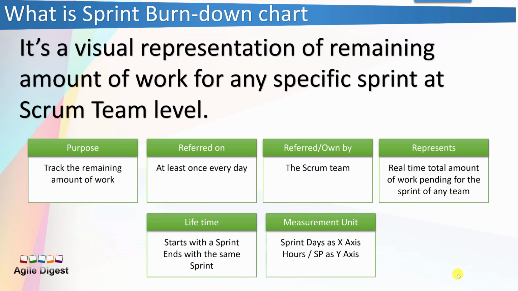Measurement units: it has two axes, the x-axis and the y-axis. The x-axis is the number of days of that sprint. We'll look into that in much more detail. And the y-axis is your amount of work. Horizontally, at the bottom of the chart, you can see the total number of days for the sprint, and on the y-axis the total amount of work. It can be hours, it can be story points. I personally prefer hours. We'll explain why.